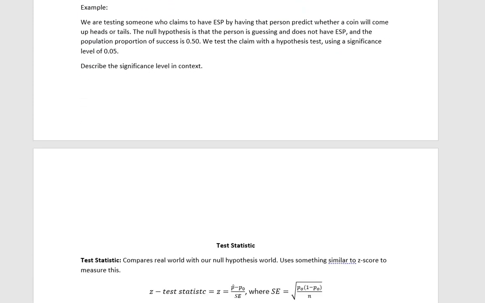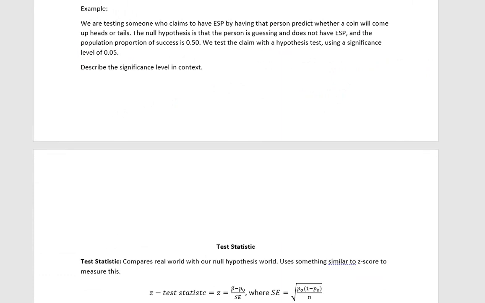Okay, so let's look at another example. We're testing someone who claims to have ESP, that's extrasensory perception, like psychic, by having that person predict whether a coin will come up heads or tails. The null hypothesis is that the person is guessing and does not have ESP, and the population proportion of success is 50%. We test the claim with a hypothesis test using a significance level of 0.05. Now what we want to do is describe the significance level in the context.